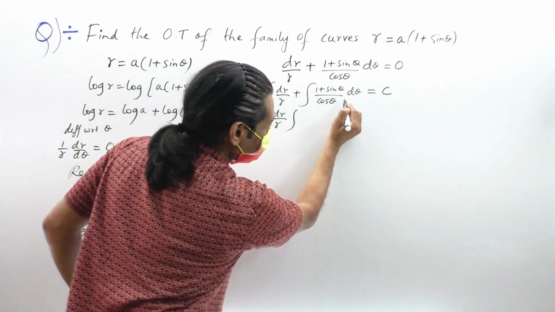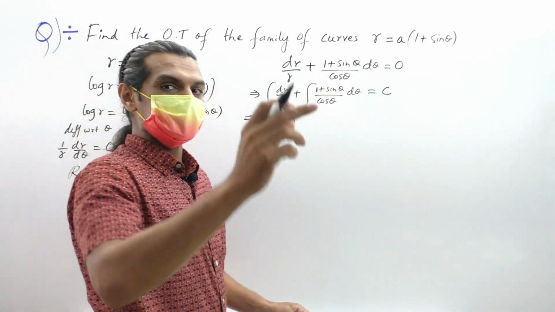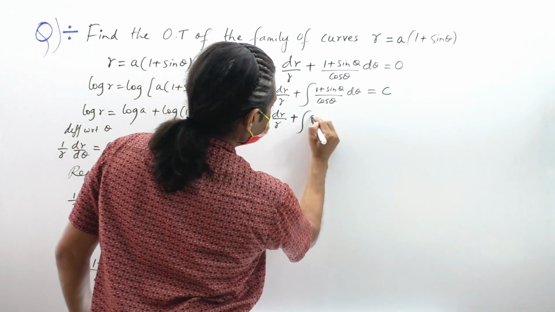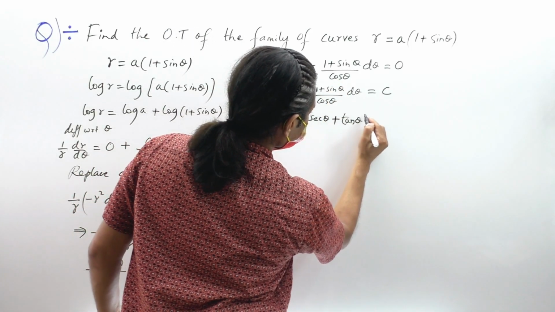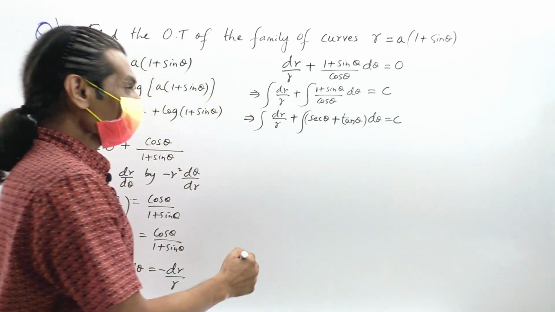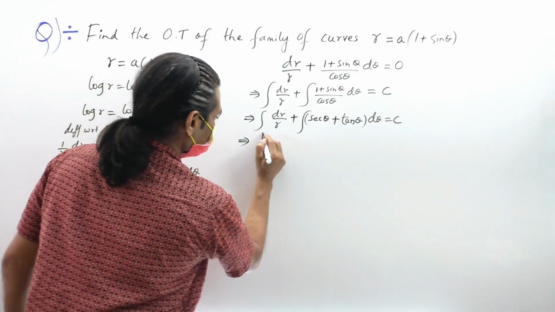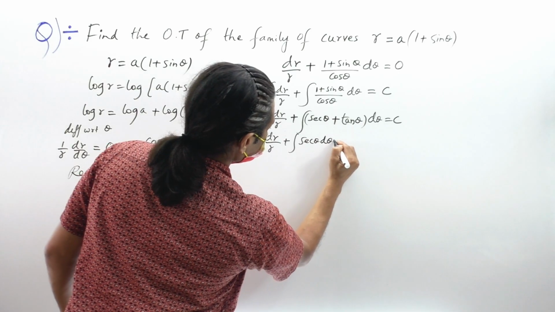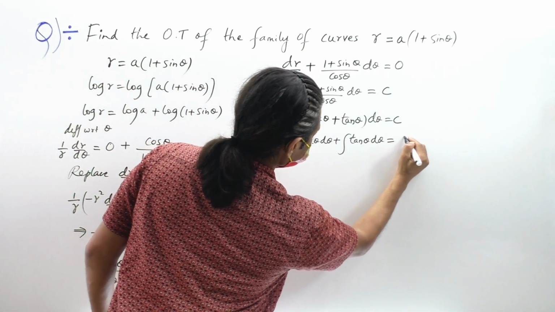Now see, again what I told, a plus b by c is a by c plus b by c. So when the denominator is a whole factor, I can simply write 1 by cos theta plus sin theta by cos theta. What is 1 by cos? It is secant theta. Plus sin by cos is what? Tan theta. d theta equals c. Now integrate. So we have integration of dr by r plus integration of secant theta d theta plus integration of tan theta d theta equals c.